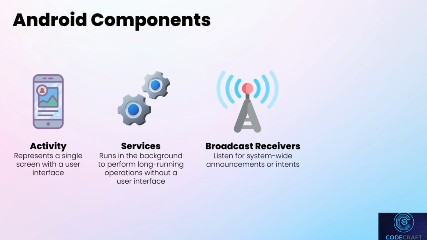A broadcast receiver is a component that listens for system-wide broadcast announcements or intents. It allows your app to respond to events that occur on the device, such as network connectivity changes or battery level updates. For example, you could create a broadcast receiver to detect when the device's battery is low.